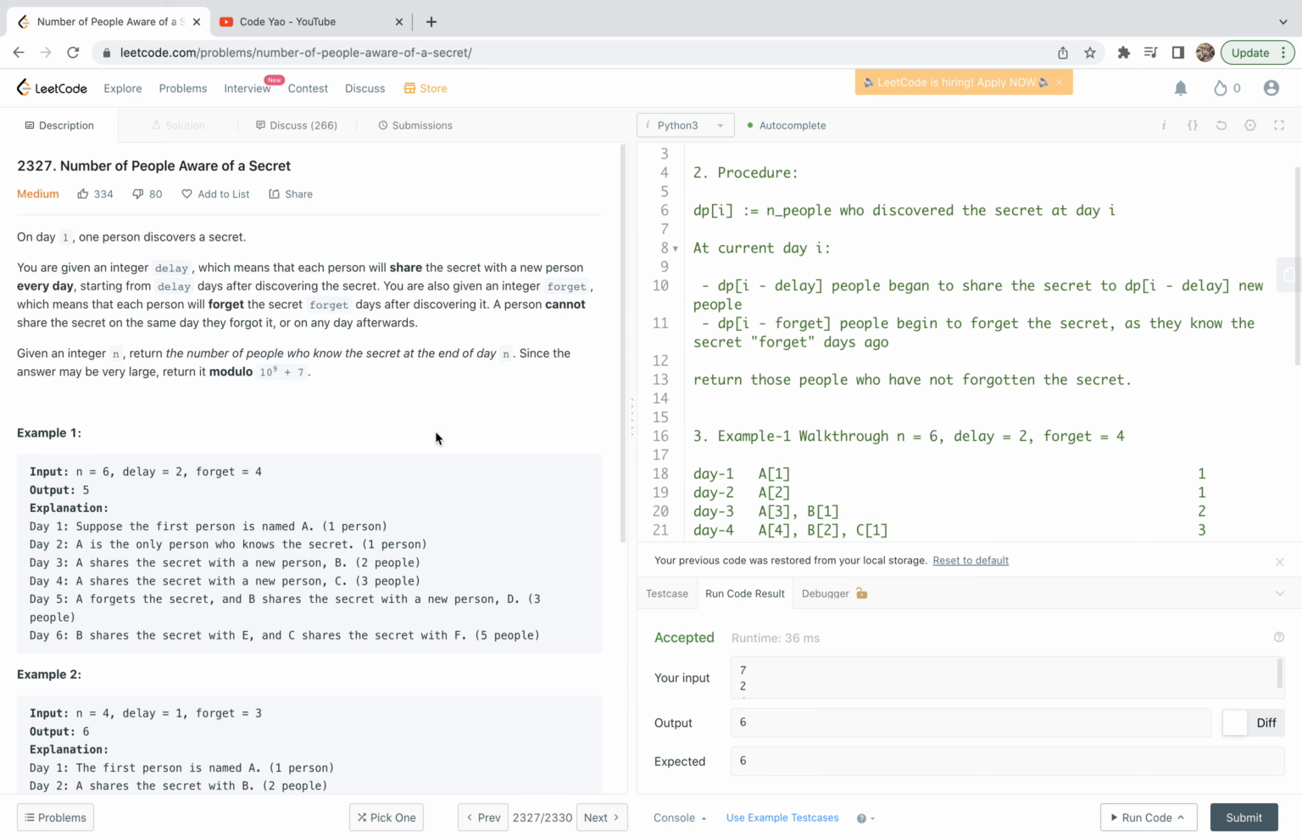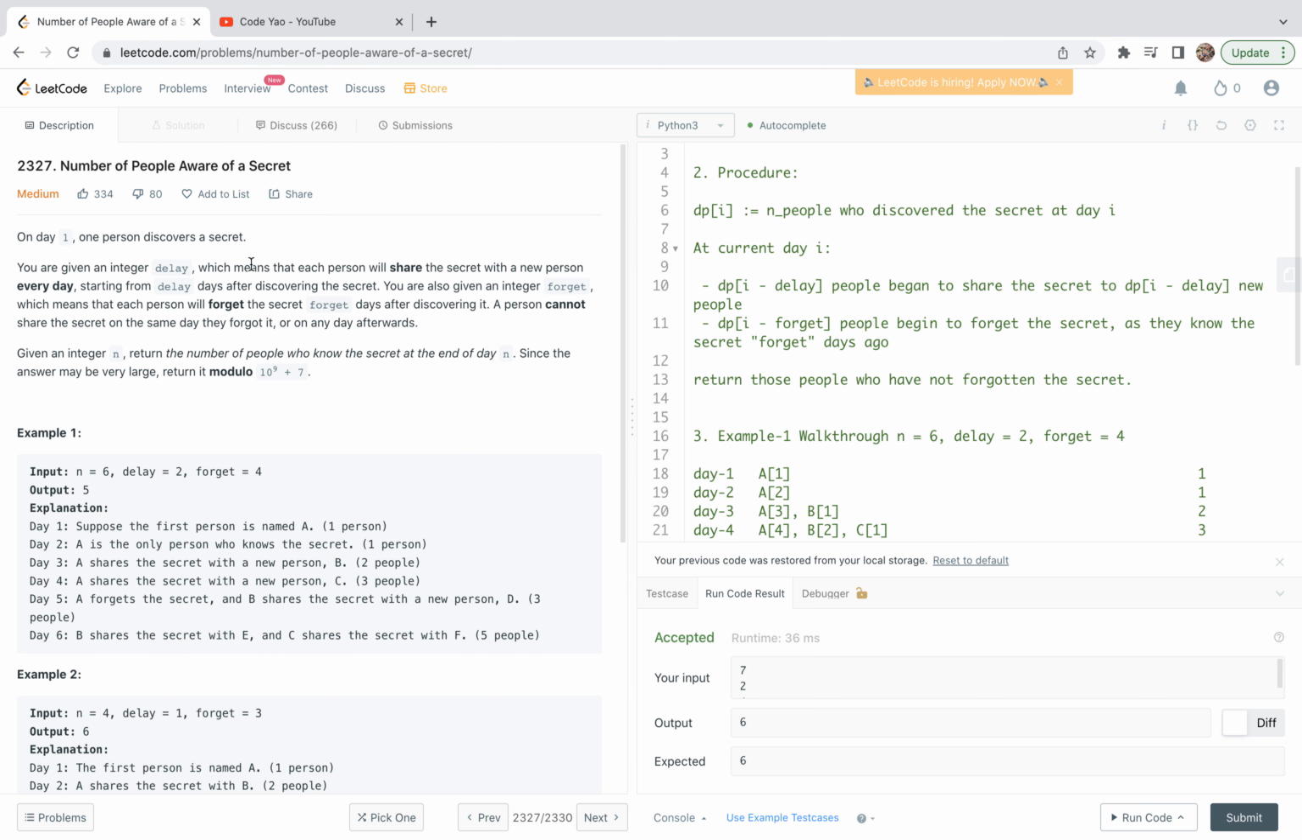Let's have a look at problem 2327 together. Number of people aware of a secret. For this problem, we're going to share a dynamic programming solution in this video. First, I'll read through the statement and then analyze the problem and the method, and finally we share the code.